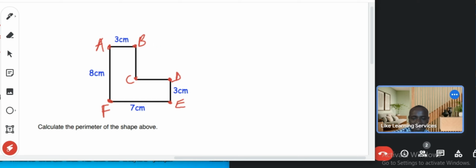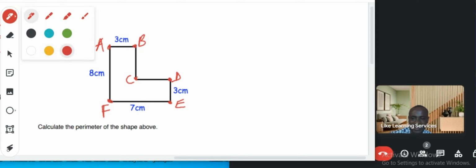Now, D to E is already 3. What do you think will be this remaining one, so that everything will be altogether 8 centimeters? Remember, everything must be 8 centimeters. 5 centimeters. Say that again. Is it 5 centimeters? Yes, it is.